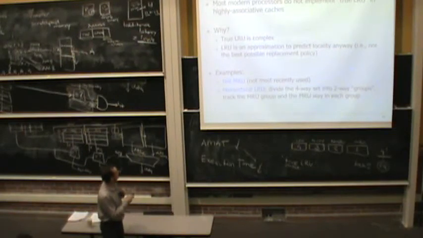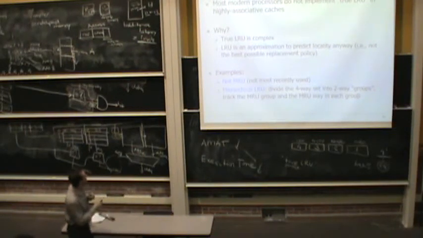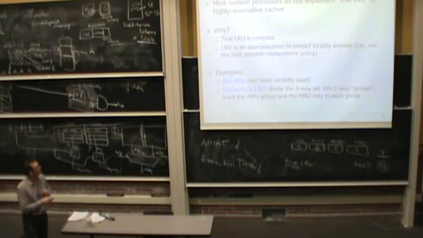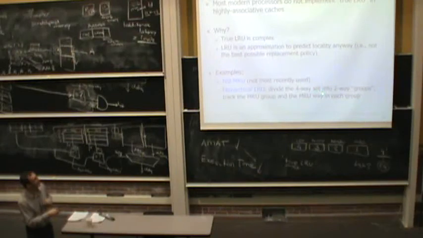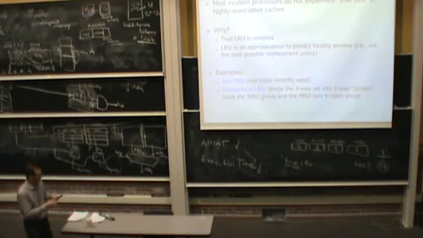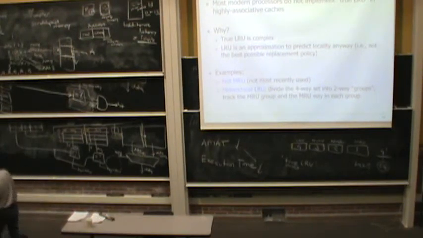I'll go over 2 different policies. These are actually fun policies that people have developed. The hierarchical LRU is one of them. Basically, you can divide the 4-way set into 2-way groups and track the MRU group and the MRU way in each group. This is actually implemented in quite a few processors. Let's see how much time do we have. We still have some time.